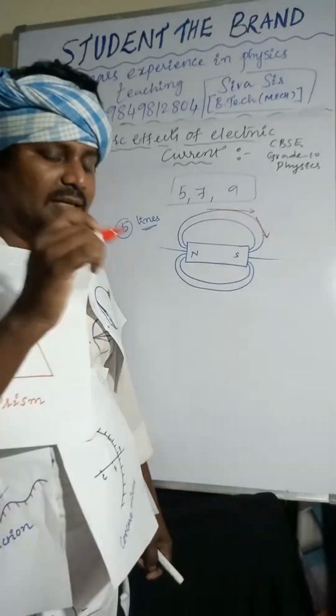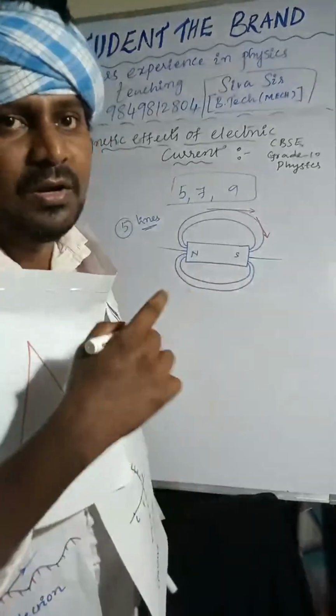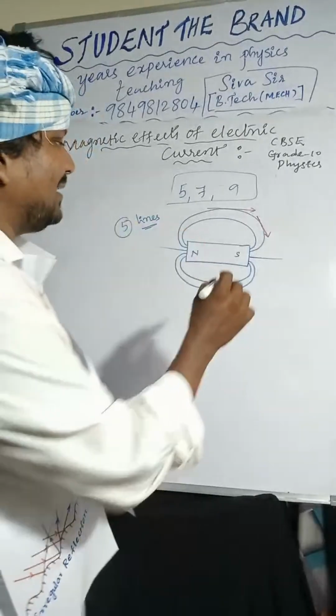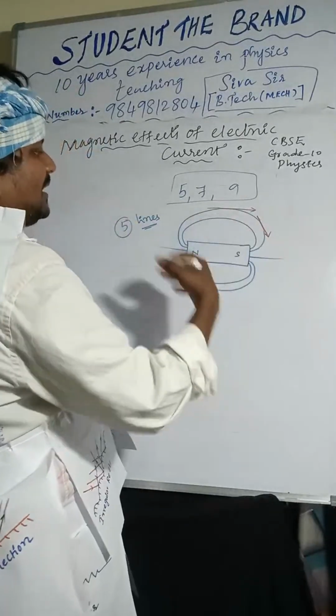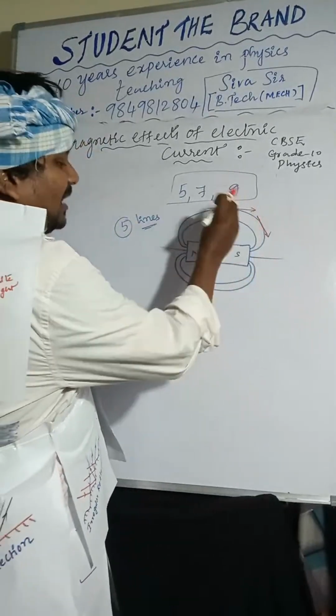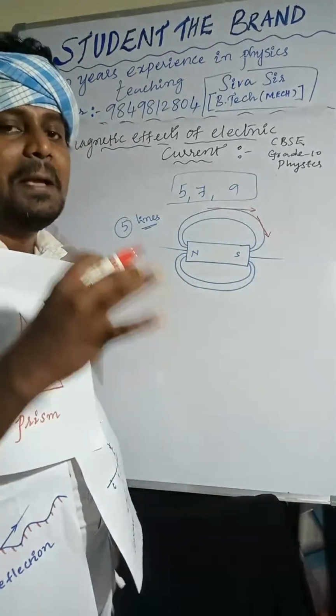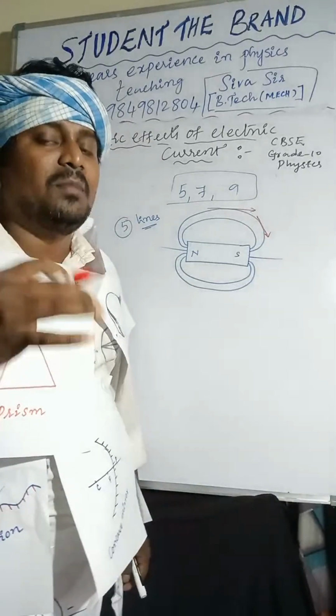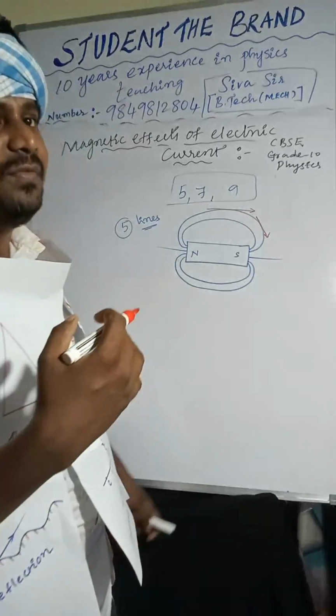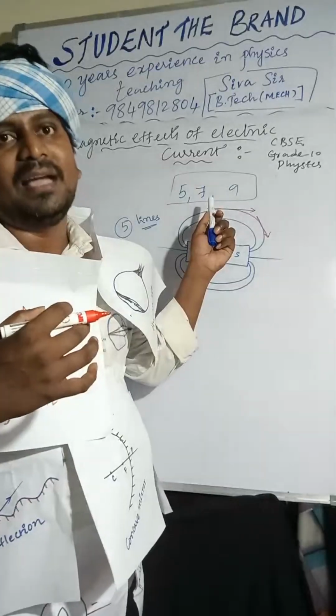If you draw the tangent, very good, Shakib, correct. If you draw the tangent at a particular point, that gives the direction of the magnetic field at that point. At that point, we can identify the magnetic field direction by drawing the tangent to the magnetic field line.